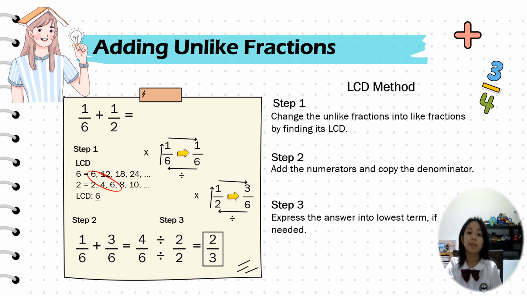1/6 plus 3/6 is 4/6. 4 and 6 are still both divisible by 2. So we can still simplify it. 4 divided by 2 is 2. 6 divided by 2 is 3. So our final answer is 2/3.